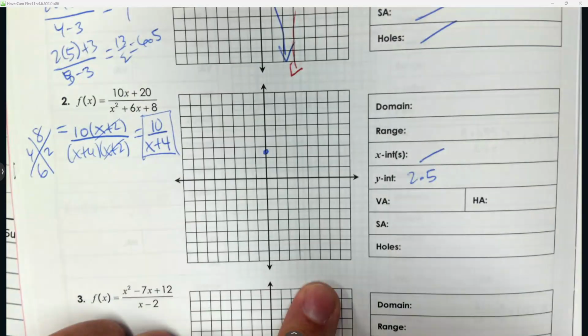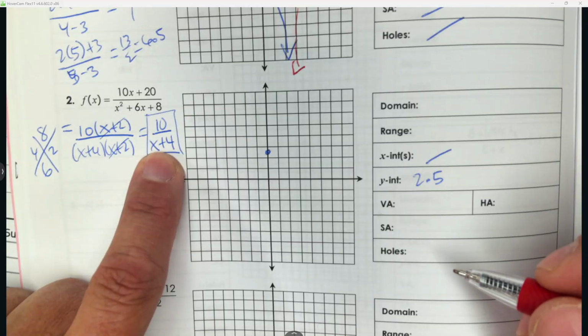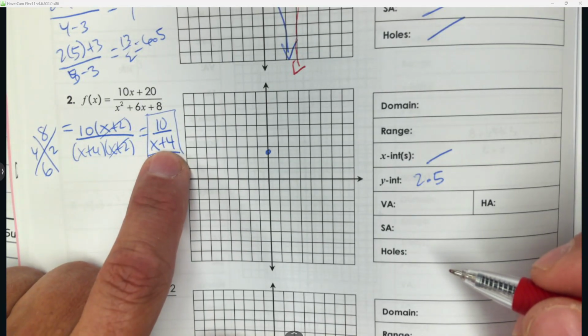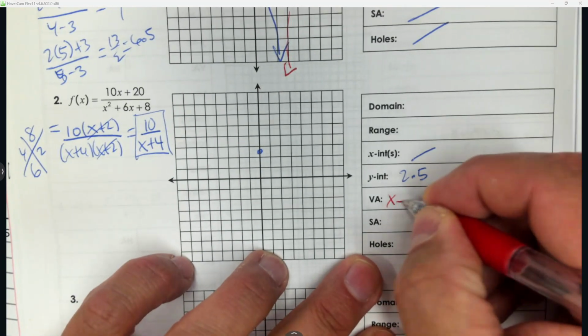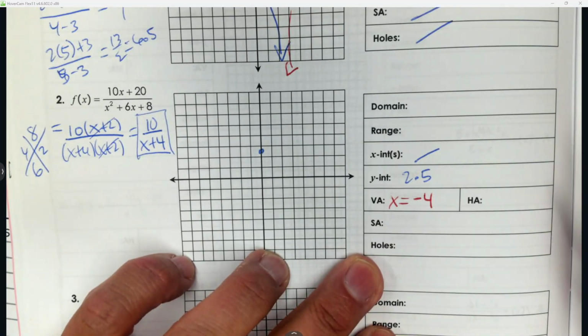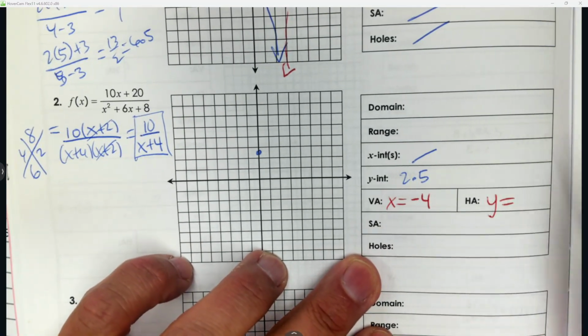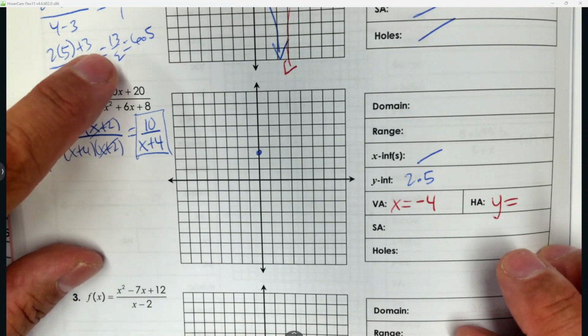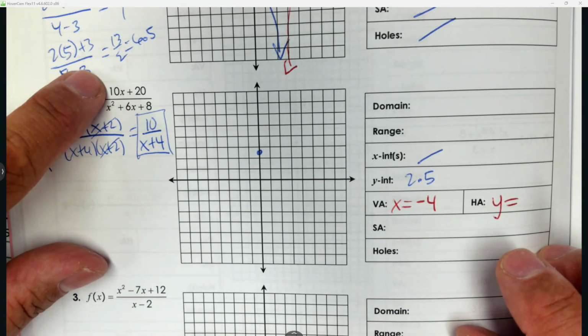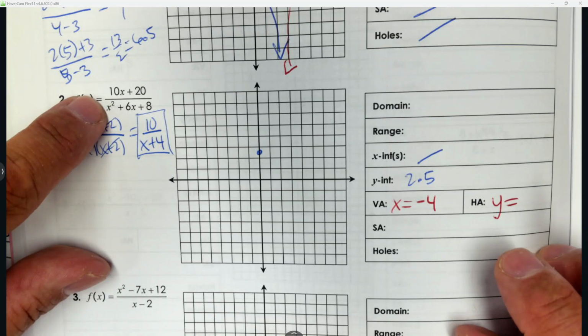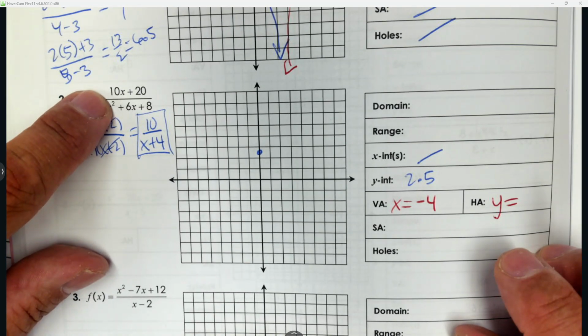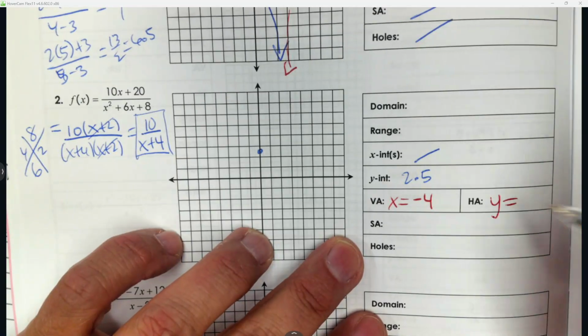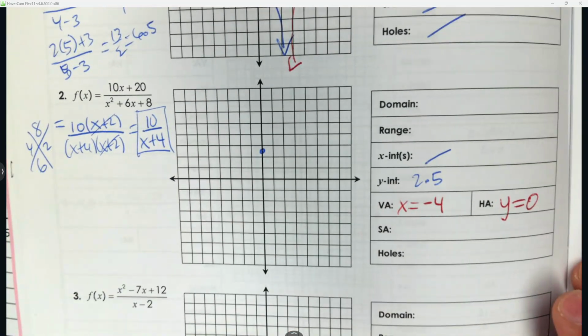My vertical asymptote, the opposite number from the bottom, is x equals negative 4. The horizontal, I want you to notice the denominator is more powerful than the numerator. So when I look at the power term on top and on bottom, the bottom is more powerful. It has a bigger exponent. So whenever that's the case, the horizontal is always at 0.